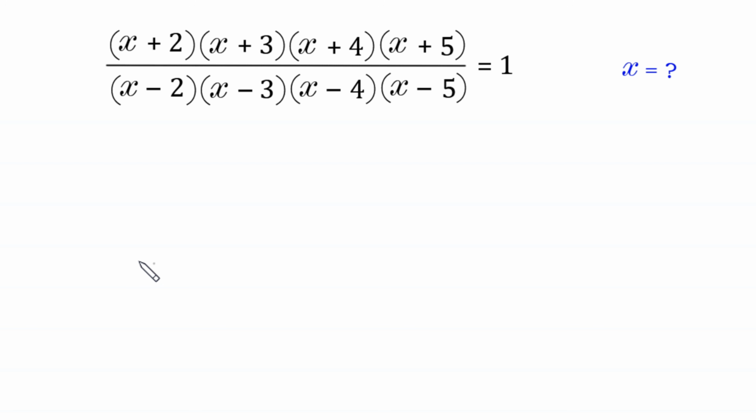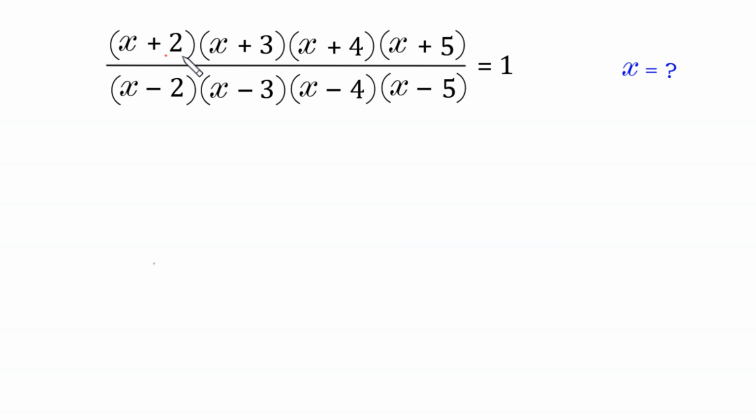Hello, welcome to how to solve this very nice algebra equation. (x+2)(x+3)(x+4)(x+5) divided by (x-2)(x-3)(x-4)(x-5) is equal to 1. We need to find all possible values of x.